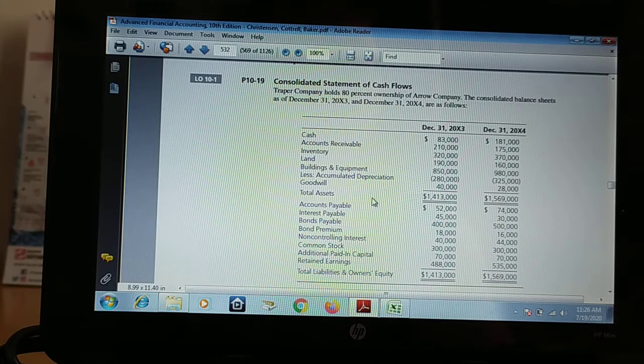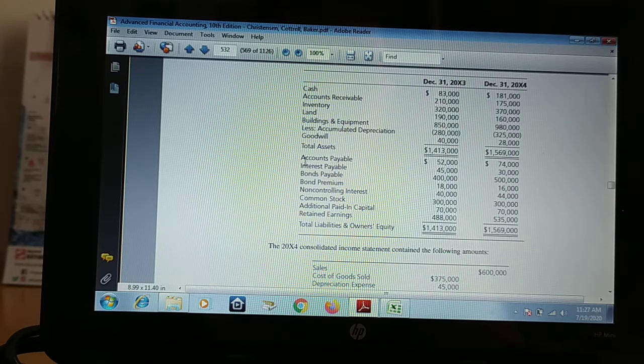So we first calculate the increase or decrease in current assets and current liabilities. In this question, the current assets are only accounts receivable and inventory. Accounts receivable decreased by 35,000, and inventory increased by 50,000. The current liabilities are only accounts payable and interest payable. Accounts payable increased by 22,000, while interest payable decreased by 15,000.